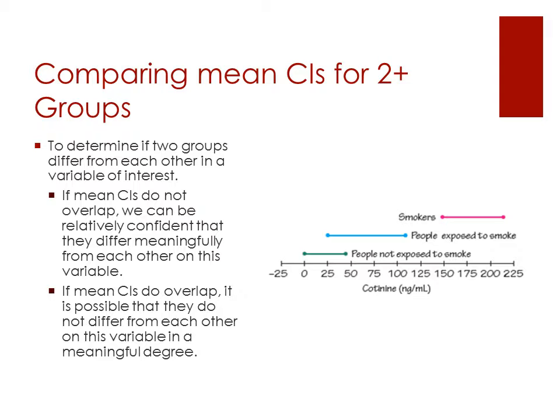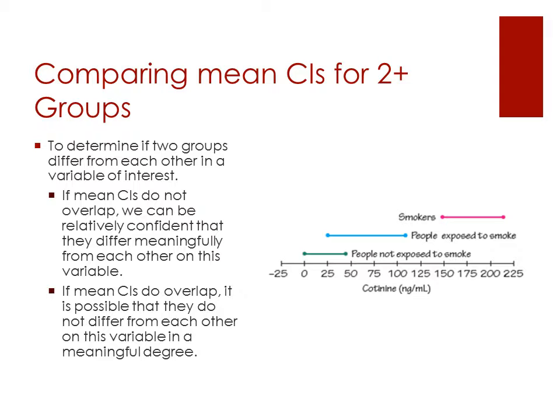So looking here, we can see that the population for smokers, as indicated by the pink line, does not have any overlap with the people that were exposed to smoke but are not smokers themselves. Okay, so we can see that there's a meaningful difference, we would say, between those two different groups. Their confidence intervals are not overlapping at all.